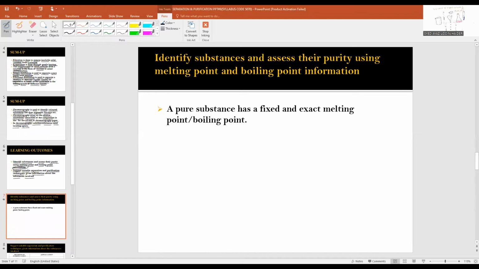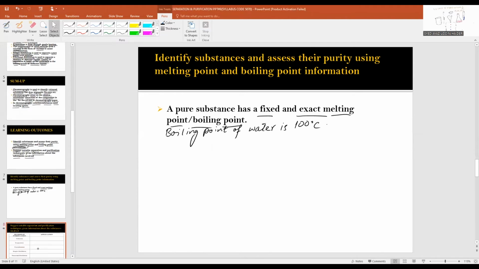Let's talk about a pure substance. Remember that a pure substance always has a fixed melting and boiling point. For example, the boiling point of water is 100 degrees centigrade. No matter where the water is coming from, if it is pure, then it must have a fixed boiling point, and that is 100 degrees centigrade. It means that anything pure must have fixed melting and boiling point.